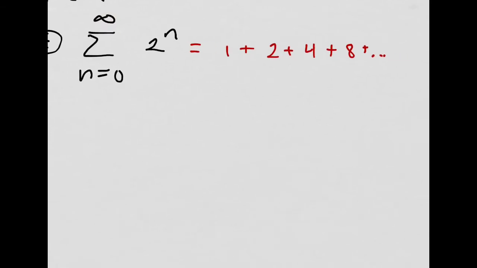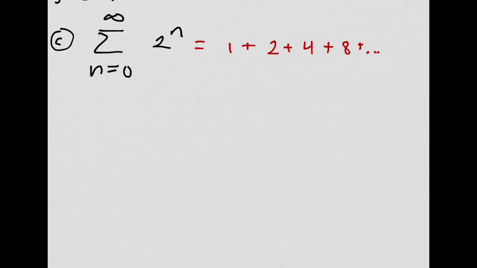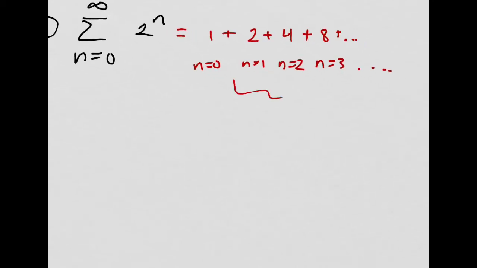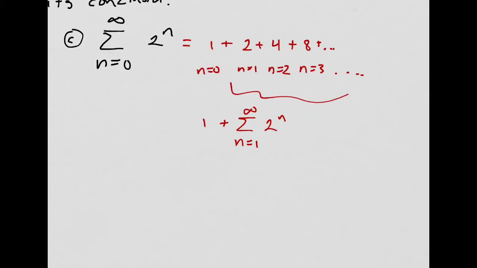Well, I could remember that this is when n equals 0, n equals 1, n equals 2, n equals 3, and so forth. So if I wanted to start this when n equaled 1, I could just say, let's start it when n equals 1, 2 to the n, plus 1, right? Because that's when n equals 0. So I can just shift it over.